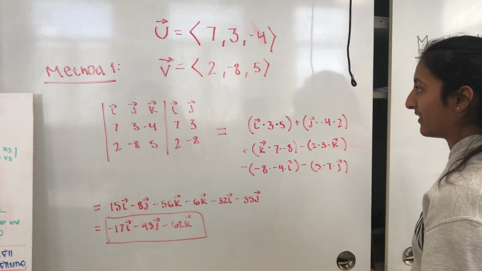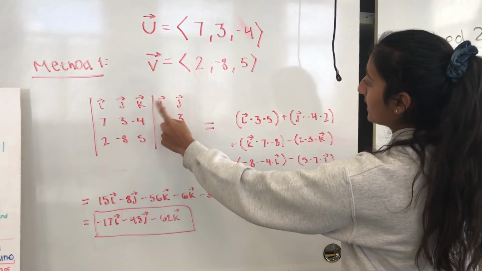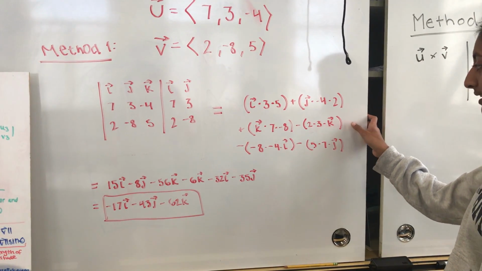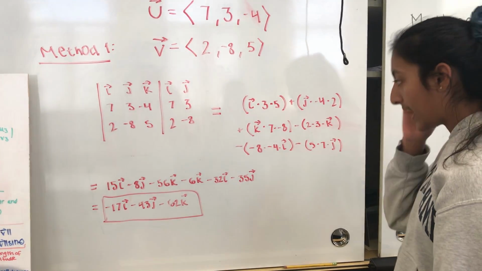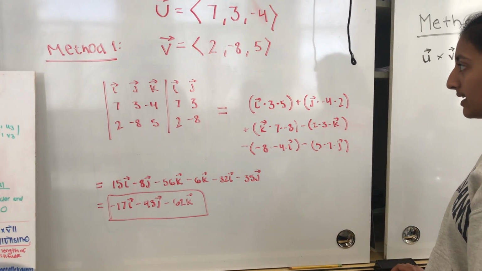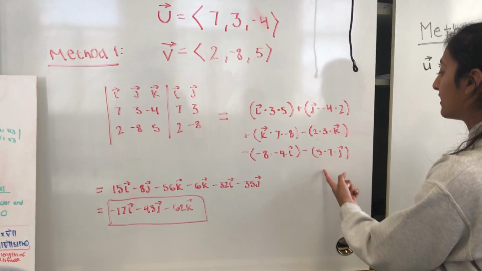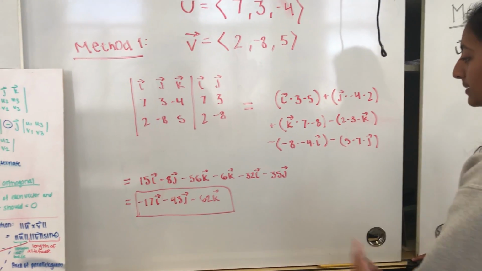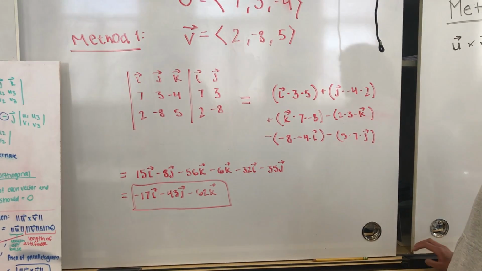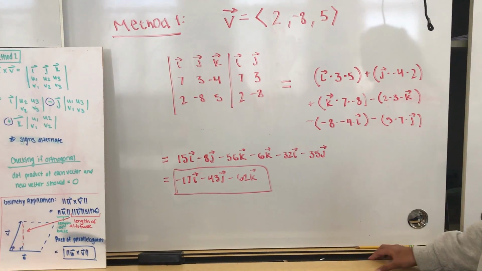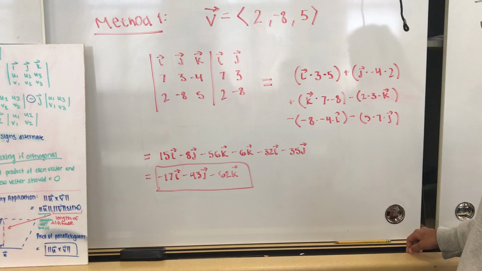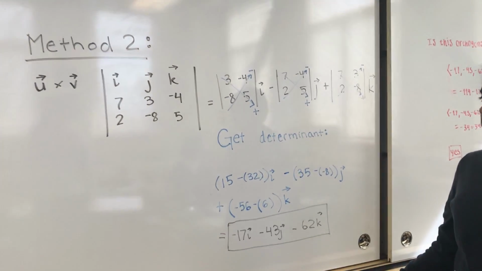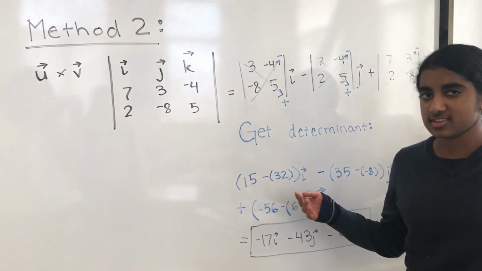k times 7 times negative 8, but then we subtract going upwards, so we subtract 2 times 3 times the k vector, negative 8 times negative 4 times the i, and 5 times 7 times the j. Then you add all of them together and combine the like terms, and you get negative 17i minus 43j minus 62k.